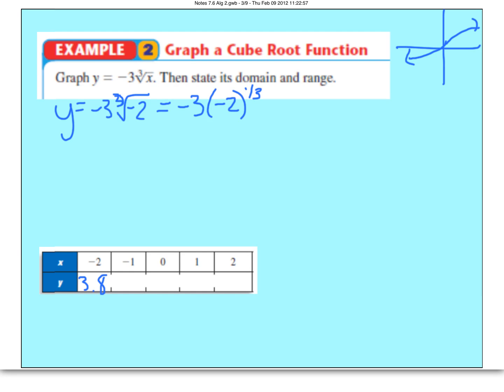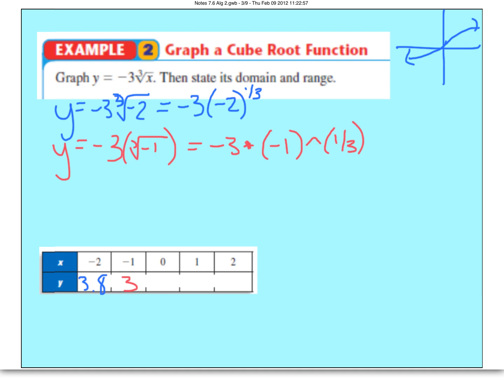Okay, let's try negative 1. And again, I'm going to use the calculator for most of this one. So negative 3 times the cube root of negative 1. In my calculator, I'm going to type negative 3, then the times, and then in parentheses a negative 1. I'm going to raise it to the caret key of 1/3. And when you do that, you're going to get that the answer is 3.